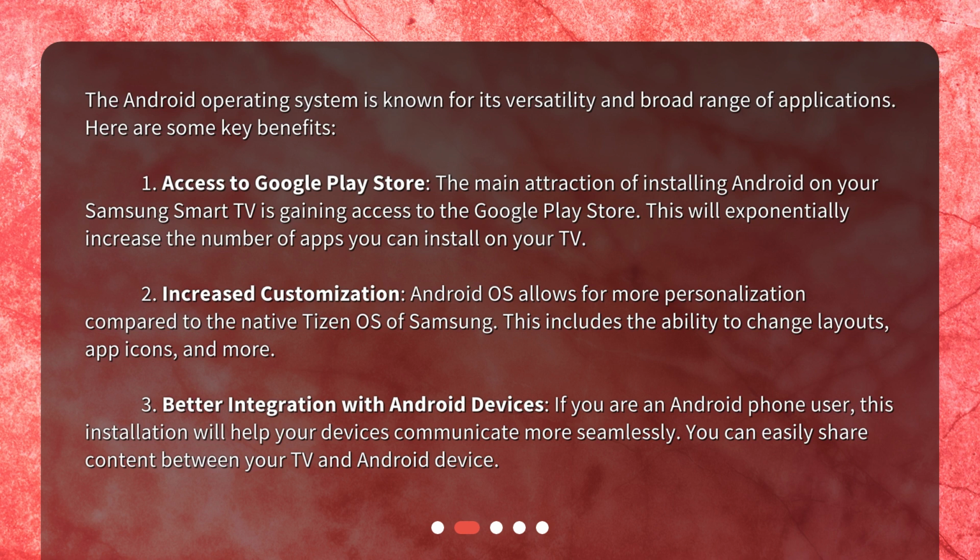2. Increased customization. Android OS allows for more personalization compared to the native Tizen OS of Samsung. This includes the ability to change layouts, app icons, and more. 3. Better integration with Android devices. If you are an Android phone user, this installation will help your devices communicate more seamlessly. You can easily share content between your TV and Android device.